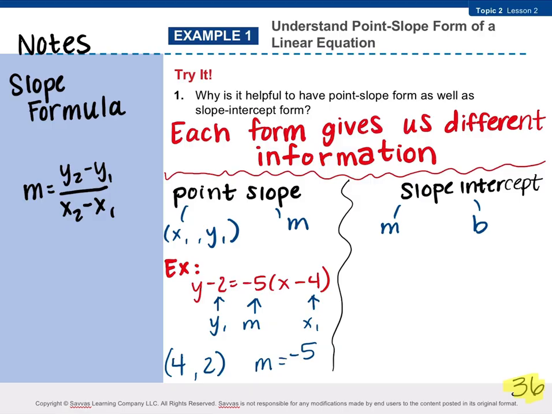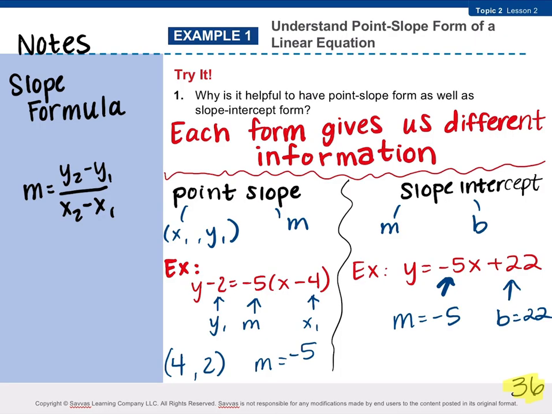Similarly, if I had an equation in slope-intercept form, I would be given different information. So maybe y equals negative 5x plus 22. That would give me the slope is negative 5, but it also tells me my y-intercept is b. So I have a point at (0, 22). It just gives me different information. Both are just different versions of the same equation. Actually, these two equations are the same. Those are the same equations from the critique and explain.